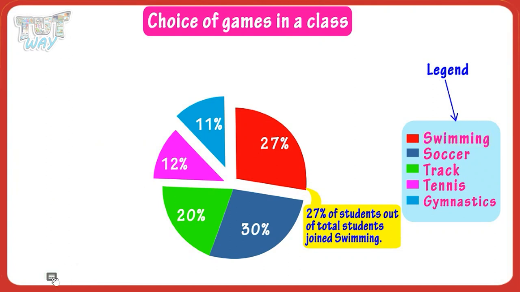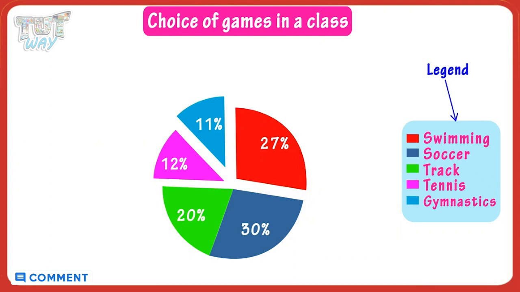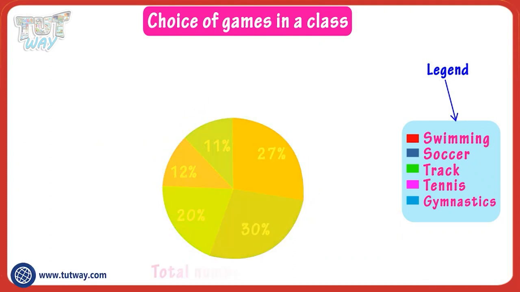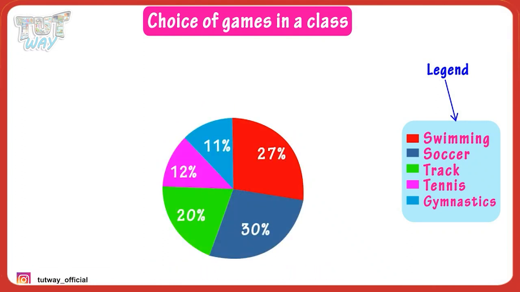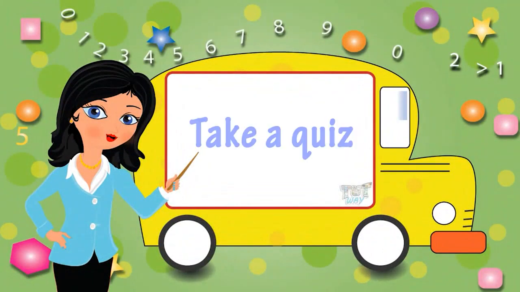Remember, pie chart always shows how a whole is divided up. And the whole circle always shows the total number of things, like total number of students in this example. And the slices show the percentage values. So kids, today we learned about another type of data charts, which are called pie charts. Now go ahead and take a quiz to learn more.